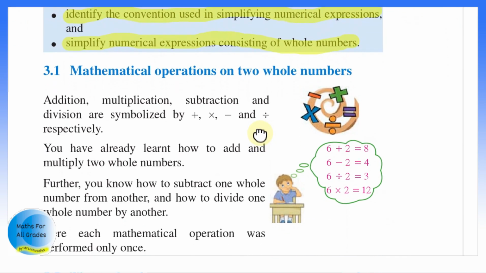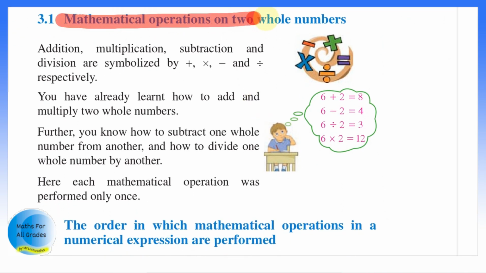There is a topic, let's read it. Mathematical operations on two whole numbers. We just discussed there are four mathematical operations: addition, multiplication, subtraction, and division. And this symbol is for addition, this one is for multiplication, this one is for subtraction, and this one is for division. And here they have given basic mathematical operations on two whole numbers. 6 plus 2 equals 8. 6 minus 2 equals 4. 6 divided by 2 equals 3. 6 times 2 equals 12.